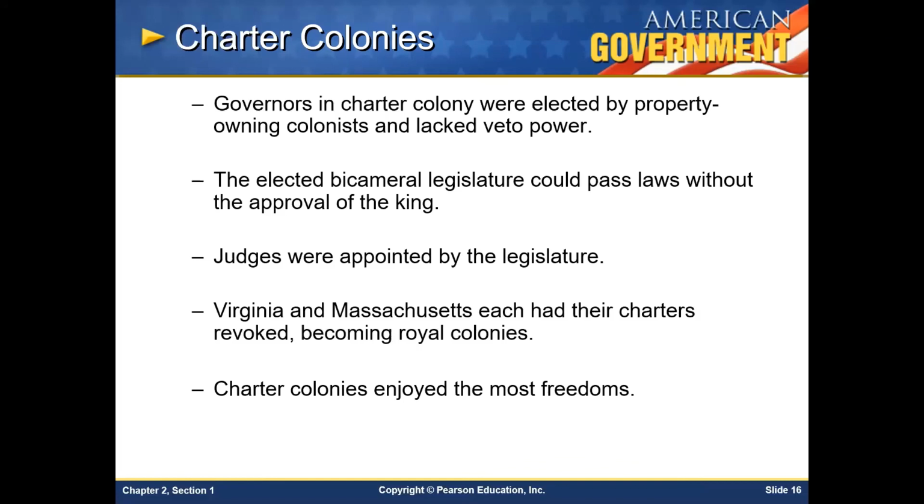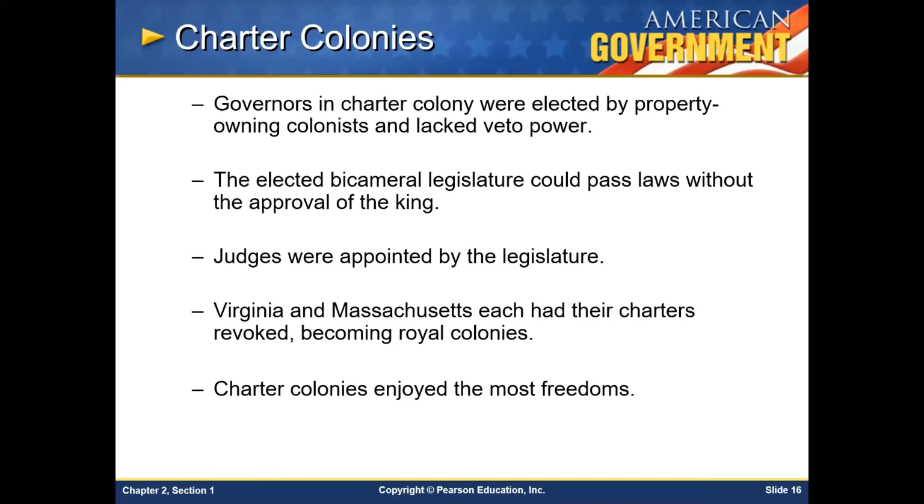They were able to elect a bicameral legislature who could pass laws without the approval of the king. So again, they're electing their governor, they're electing their legislature, both houses of their legislature, and that legislature can pass laws without the king. So charter colonies, we can tell very clearly, are the most free of the three different types of colonies that were established in the Americas. Judges were appointed by the legislature, so people elected the legislature, and then the legislature picked the judges.